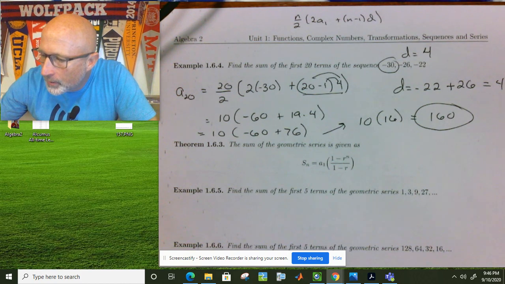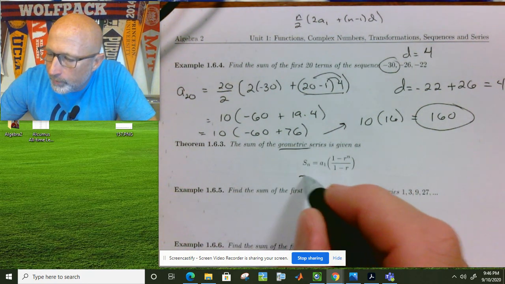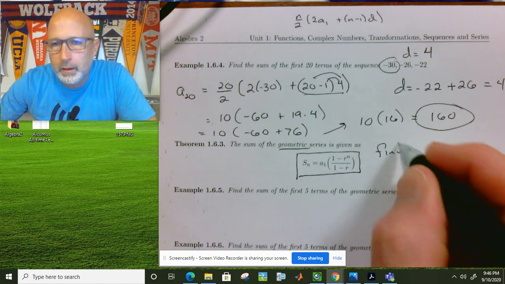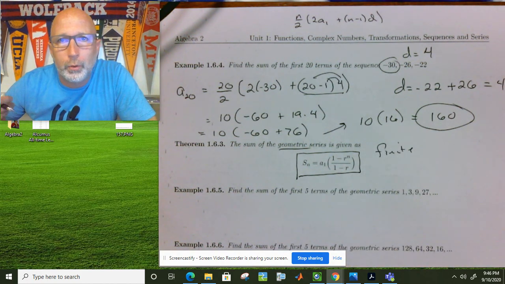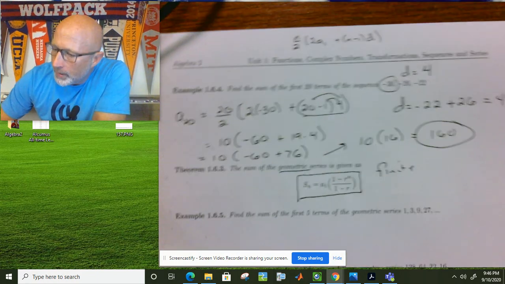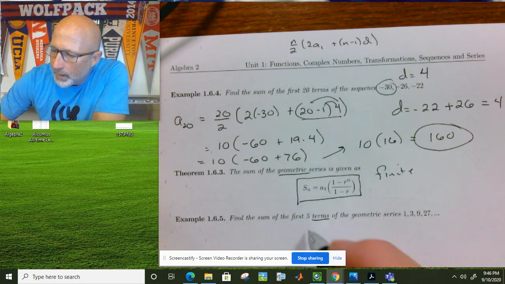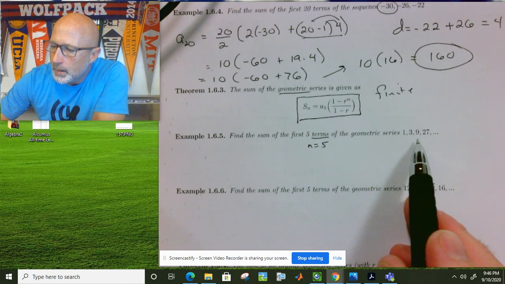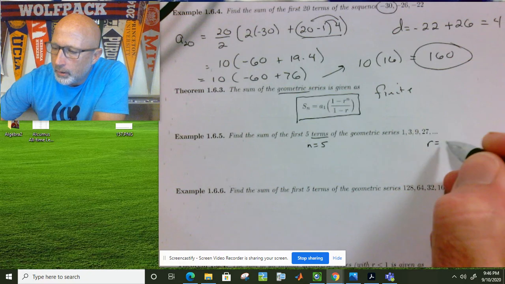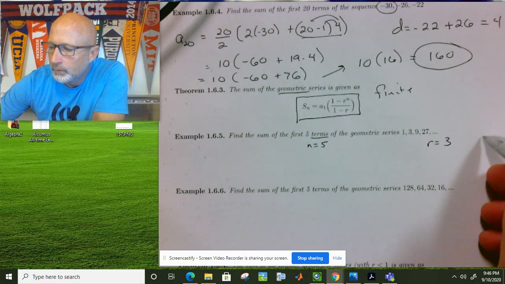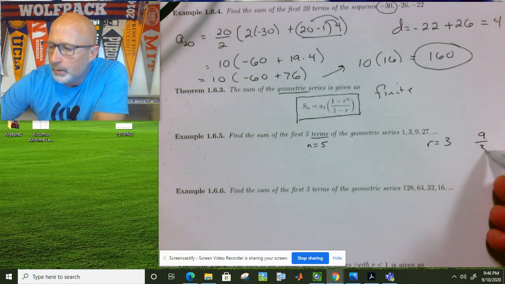So now I'm going to get into geometric, and there's only one formula for a finite geometric. Finite means you're adding up only a certain amount of terms. Okay, there is an infinite geometric series, which we'll get to in a second. Okay, so find the sum of the first 5 terms. That means n is equal to 5. Of the series 1, 3, 9, 27, that means your r is equal to 3. If you don't see that, take any term in the sequence, divide it by the prior one, and you get 3.